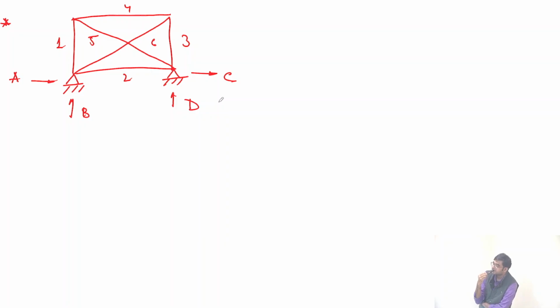10. There are 6 members, and 6, 7, 8, 9, 10. So m is 6, r is 4. m plus r minus 2j is what you will calculate. Why 2j? Because at each of the joints you get two equations: summation Fx equal to 0, summation Fy equal to 0. So m plus r is equal to 10. How many joints? 4 joints.